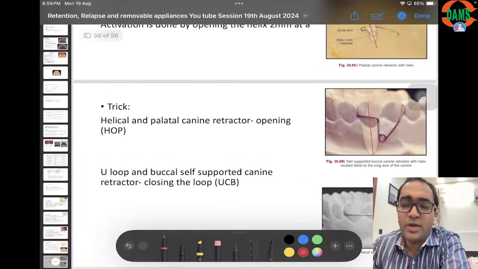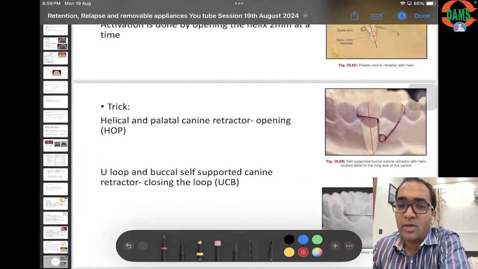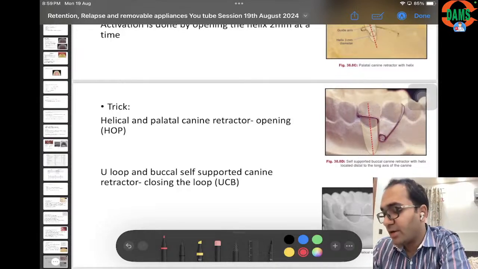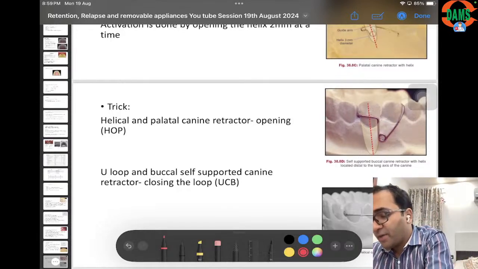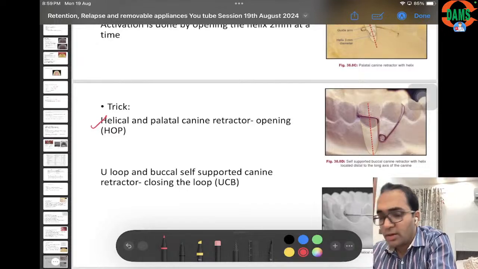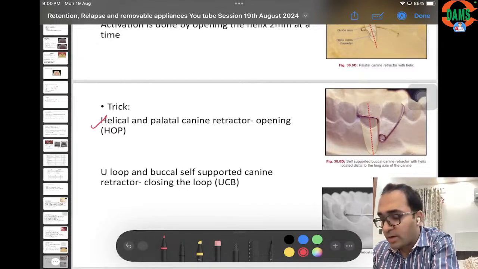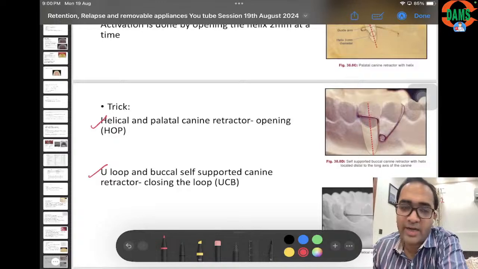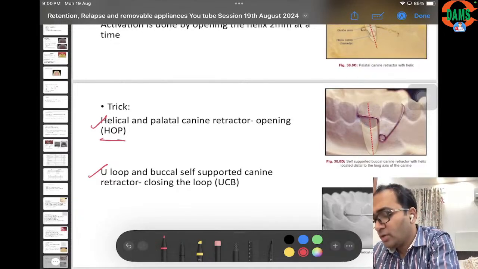So how to remember? A small mnemonic, that is HOP. Helical and palatal retractors are activated by opening the loop. And UCB, that is U-loop and buccal self-supported canine retractors, are activated by closing the loop. So just remember these two, HOP and UCB.